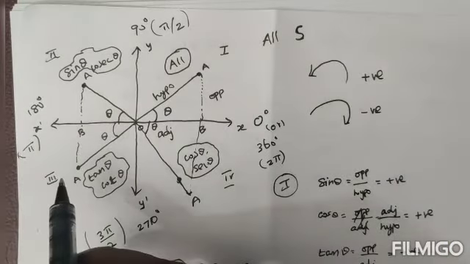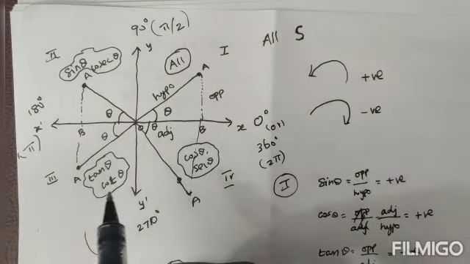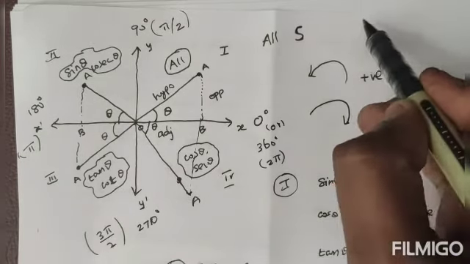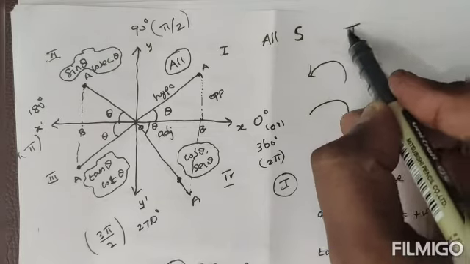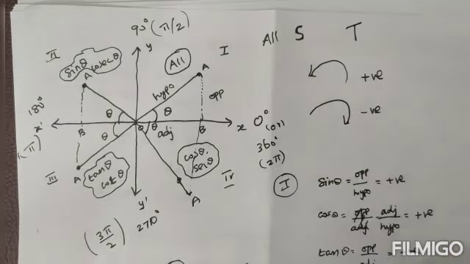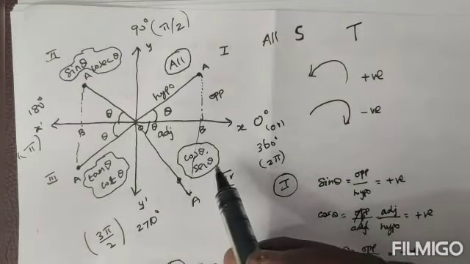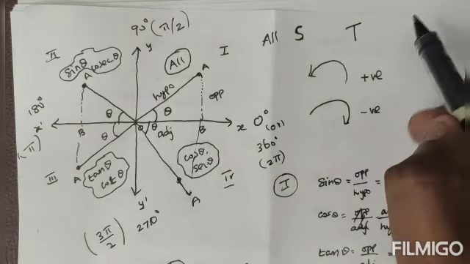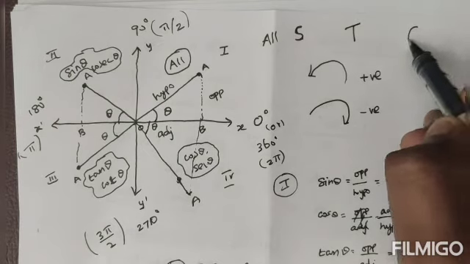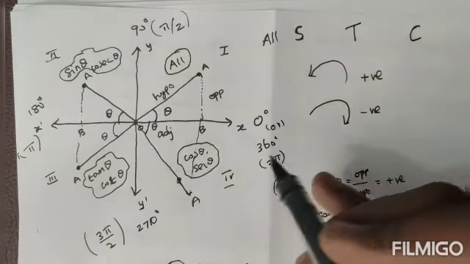And then in the third quadrant, tan and cot are positive. So I can write again the first letter, tan and cot is positive. And then in the fourth quadrant, cos and secant are positive. So cos and secant is positive.